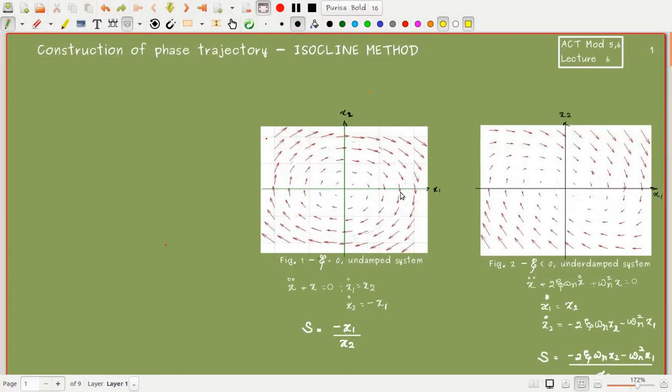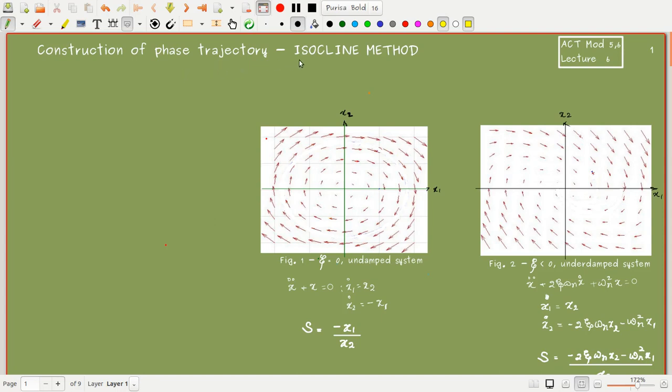Hello, let us start our discussion on the next part of our nonlinear system series, that is the construction of the phase plane trajectory using the isocline method. In the last lecture, we had seen the construction by using analytical methods, where we had formed a relation between x1 and x2 and plotted the phase plane trajectory. Now we will see how to construct it using graphical methods.